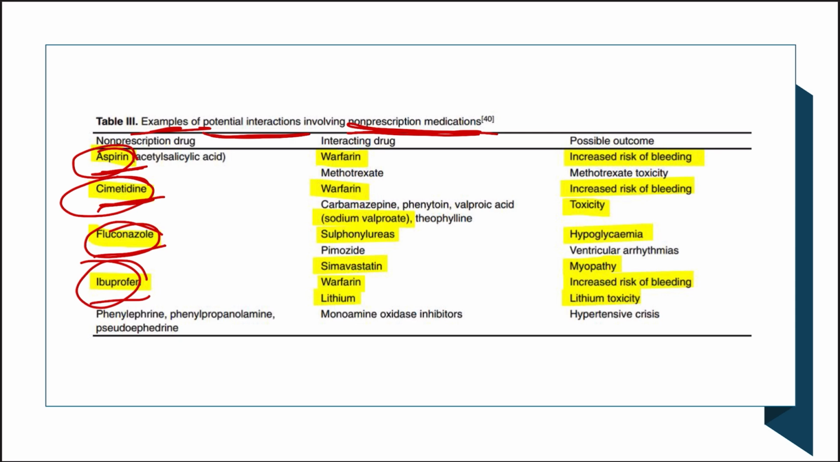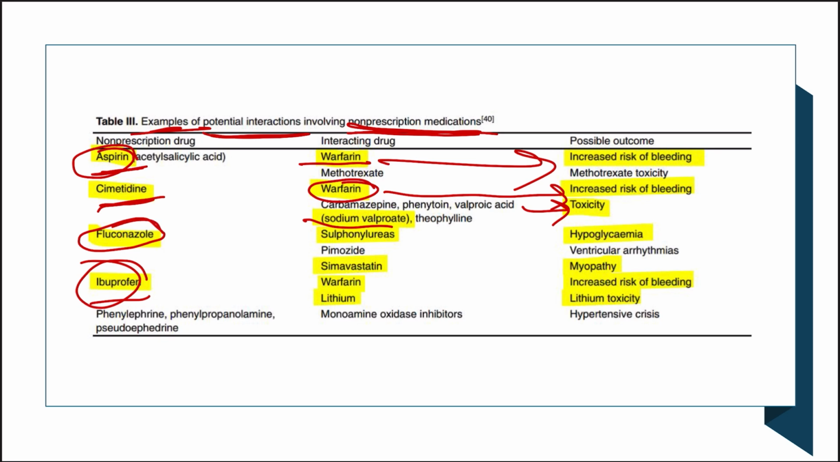Suppose the individual who is taking aspirin is also on warfarin, then it leads to increased risk of bleeding. If the individual who is taking cimetidine is on warfarin, again it leads to increased risk of bleeding. Then valproate, it increases the toxicity. Suppose the individual is already on fluconazole and now takes a sulfonylurea, then it can lead to hypoglycemia. Then ibuprofen, when given along with simvastatin, can lead to myopathy, that is statin induced myopathy. Then warfarin, there is increased risk of bleeding. Then lithium, there are increased chances of lithium toxicity.